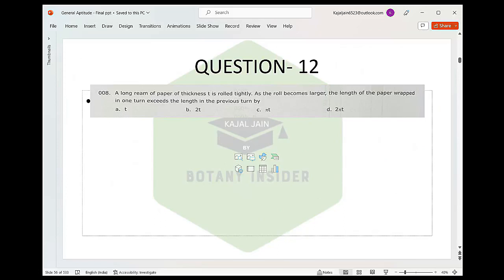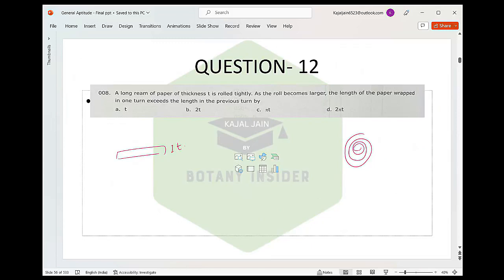Let's see. A long strip of paper of thickness T is given to you and it is rolled tightly. Let's say this is the paper initially and now you have rolled it this way, so the roll becomes larger. As the roll becomes larger, the length of the paper wrapped in one turn exceeds the previous turn by how much? This is what it is asking. Let's say the thickness given to us is T.